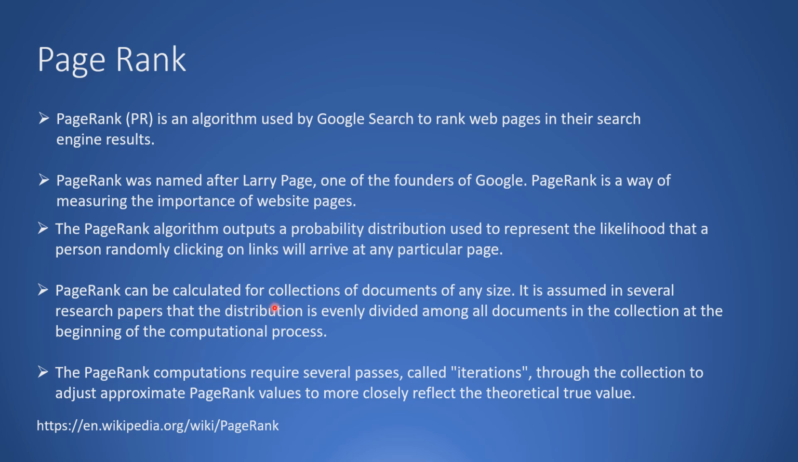It is assumed that the distribution is evenly divided among all the documents in the collection at the beginning of the computational process. The PageRank computations require several passes, called iterations, through the collection to adjust approximate PageRank values to more closely reflect the theoretical true value, the true likelihood that a person randomly clicking on links will arrive at any particular page. For more details, you can look at this particular website. I'll also be explaining PageRank with an example.